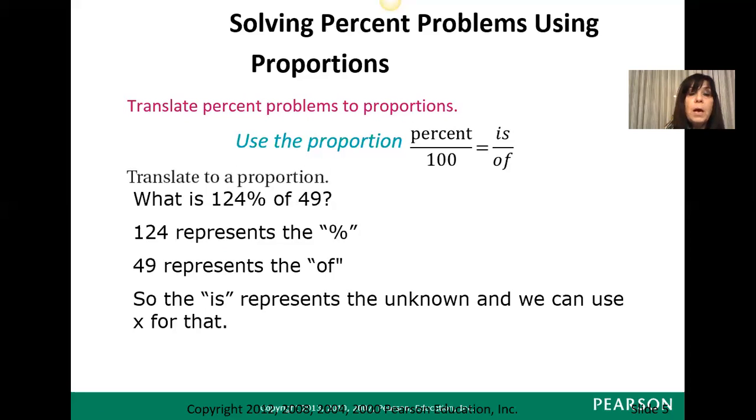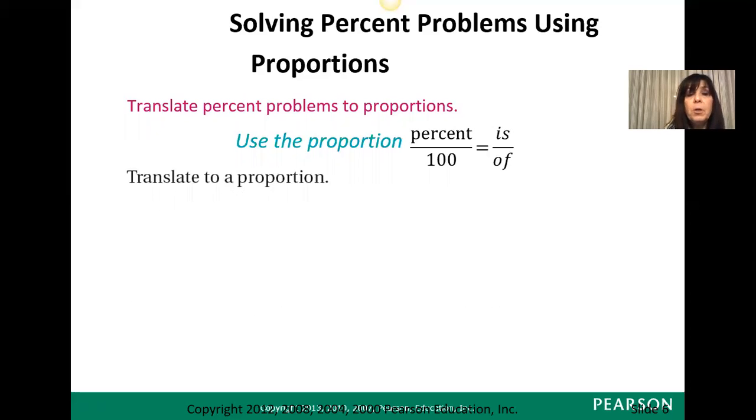Now what I will do is put these three quantities, the 124, the 49, and the x, into the proportion that I have listed at the top, and it will look like this: 124 over 100 equals x over 49. To solve this, we will use cross multiplication, and I will not show the solution. Hopefully all of you know how to do cross multiplication to solve the equation.